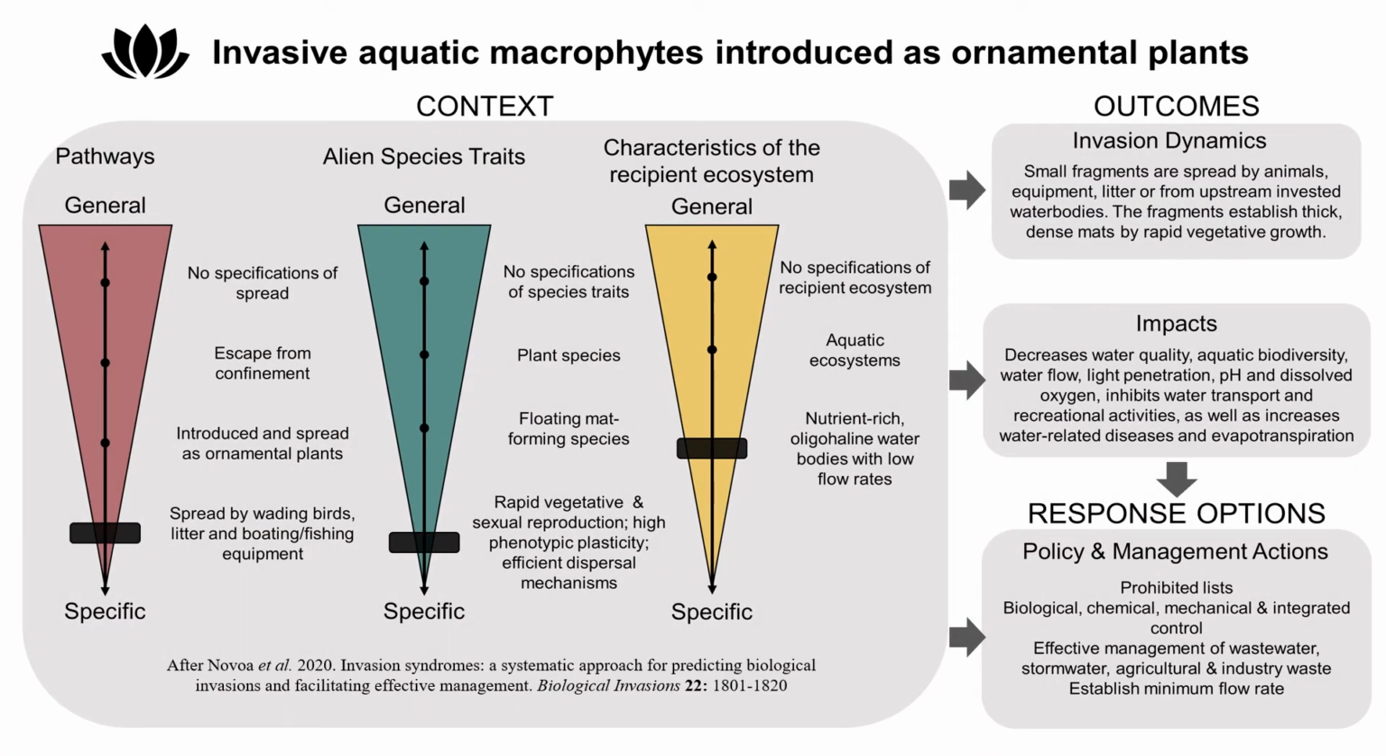This is a framework formulated by Novoa et al. in 2020, which we have adapted to the Big Bad 5. It summarizes the common pathways of introduction, the species traits that make them successful invaders, the environmental conditions of the recipient ecosystem, the impacts they have on the environment, and the management actions that can be implemented for effective control.